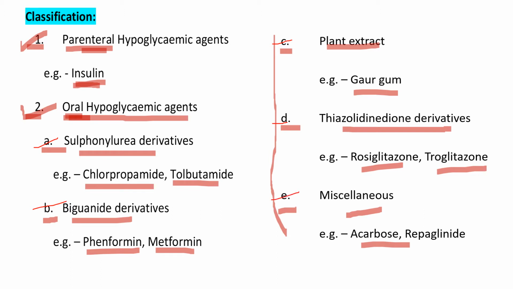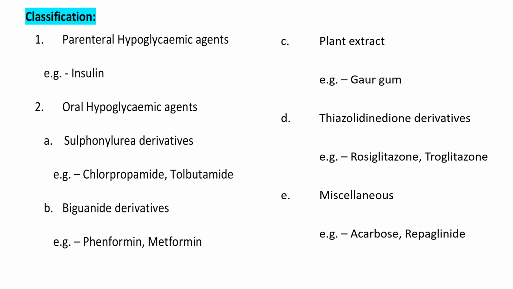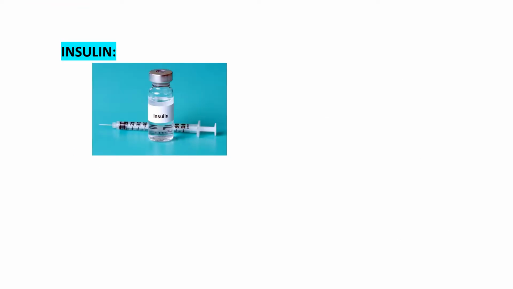Now among these, for your syllabus we are going to study 5 drugs: insulin, chlorpropamide, tolbutamide, glibenclamide, and biguanide derivatives, that is phenformin and metformin. Glibenclamide is a drug which belongs to the class of sulfonylurea derivatives. Now let us study these drugs one by one. The first one, that is insulin.